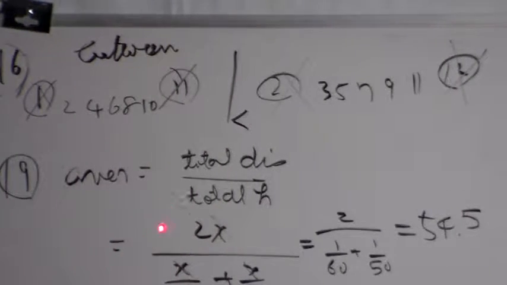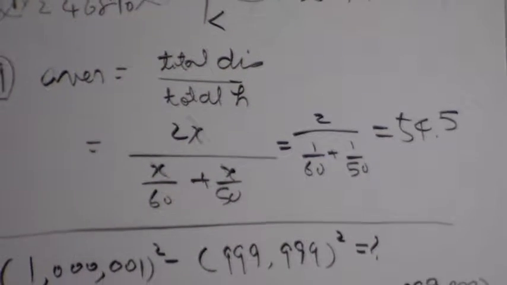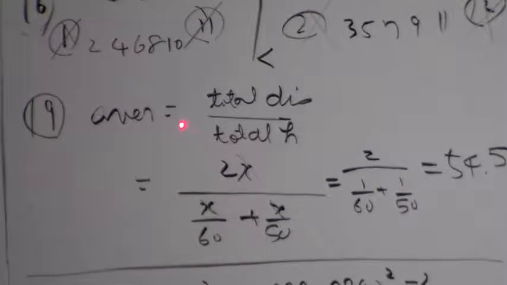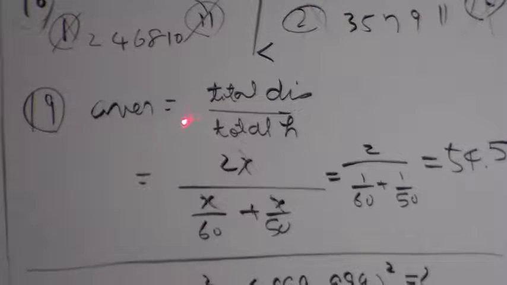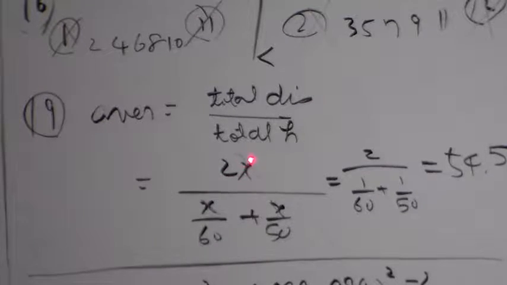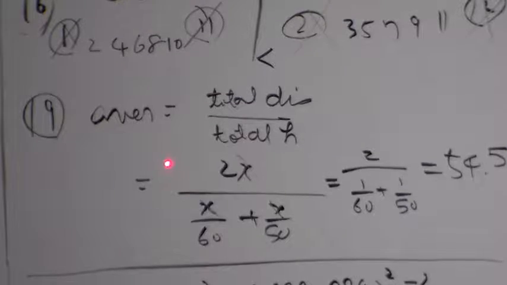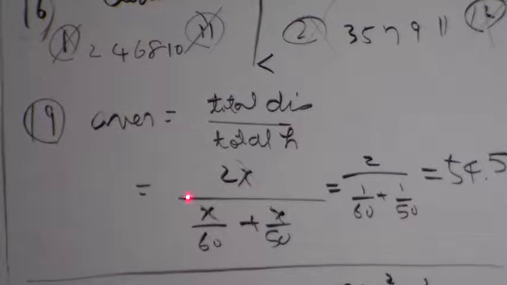Okay, number 19. This is also in the same average problem. Average is total distance divided by total time, right? So Jacksonville to Tallahassee, she made a round trip, so total is 2x, right? How about one way? Okay, Jacksonville to Tallahassee, we say x.